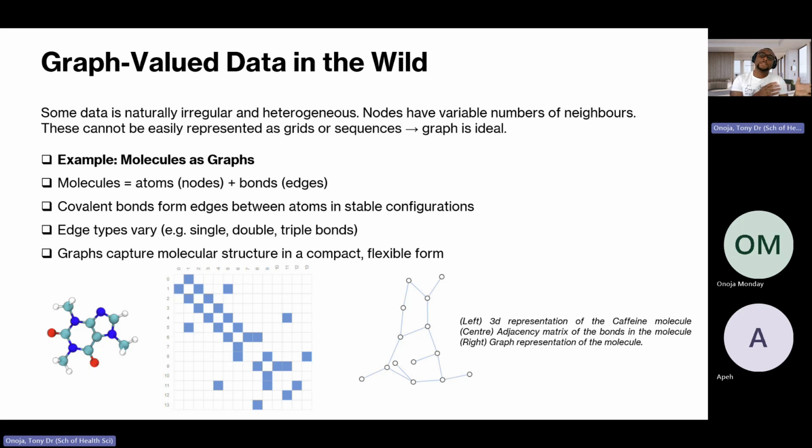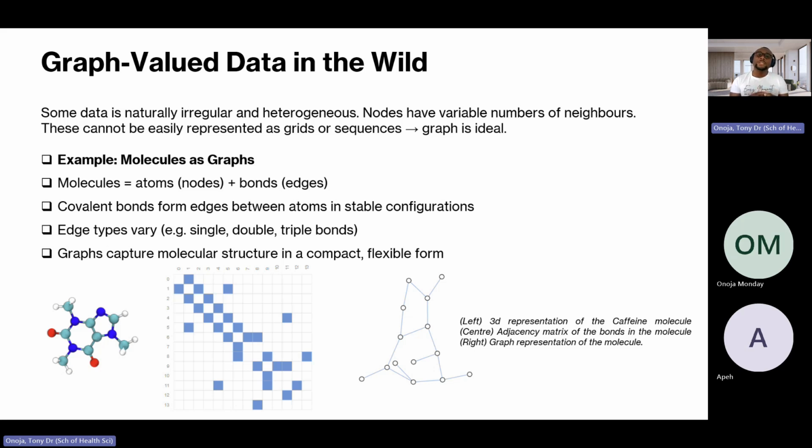Like I told you last time about satellite images. When you look at the satellite images that are coming to us, or even waves that we're collecting, you will see these data are not friendly. You have to make sure you put them in the right formats in order for you to read the right signals from these data. So the nodes have variable numbers of neighbors. This cannot be easily represented as a grid or sequences. So the best way we could picture that is to use graphs.